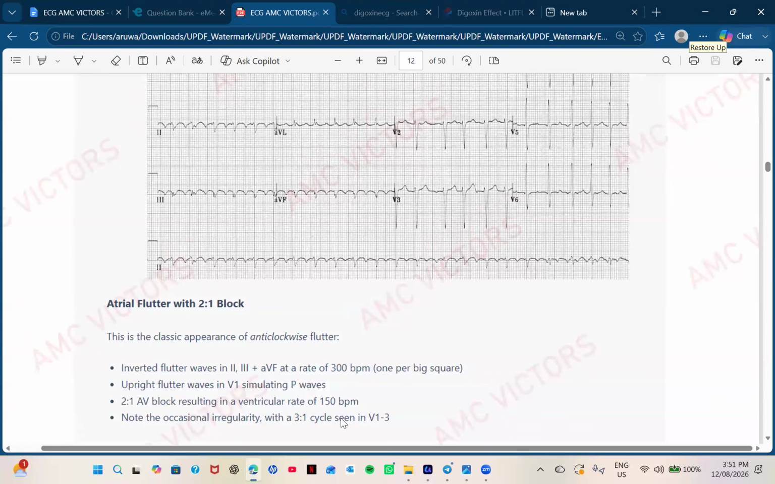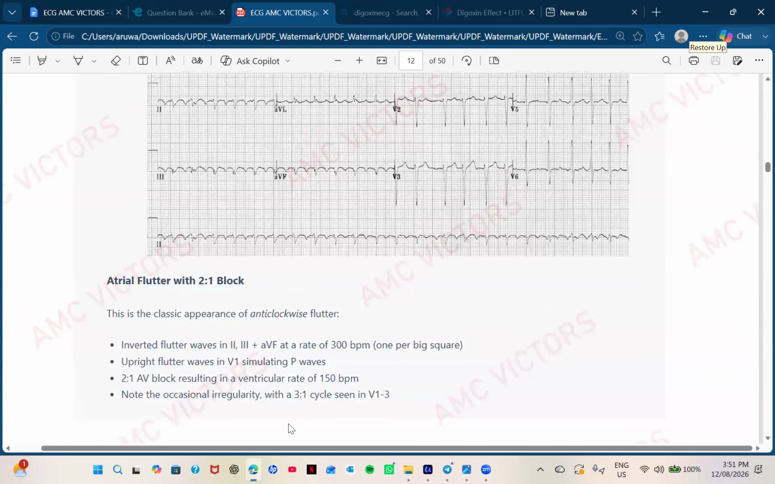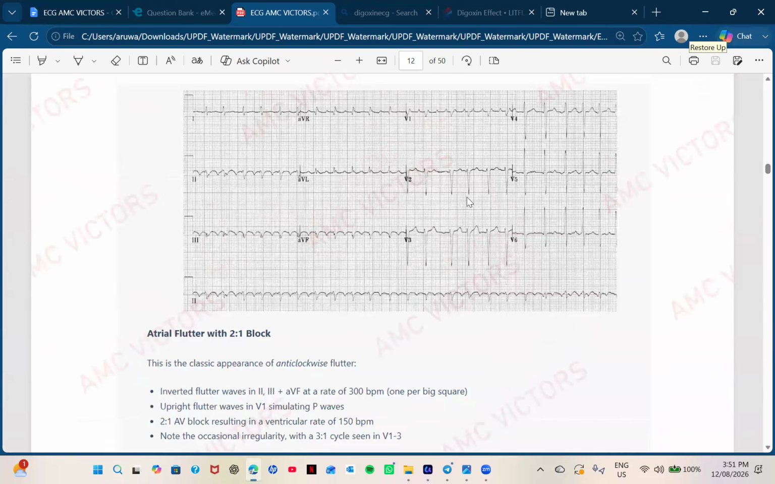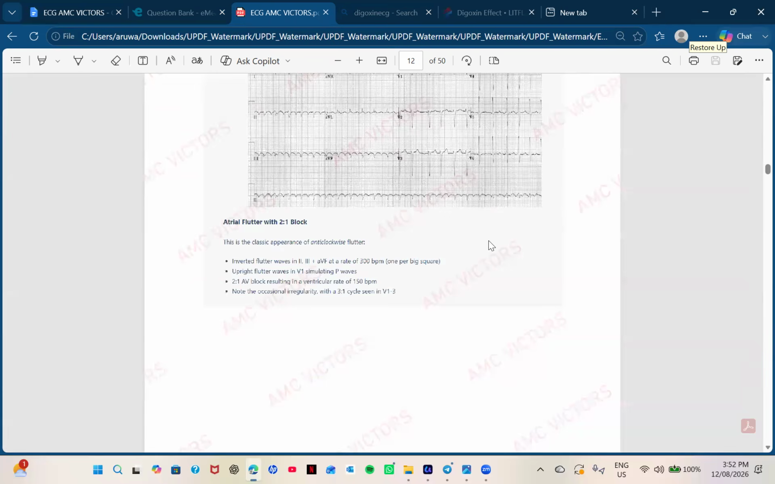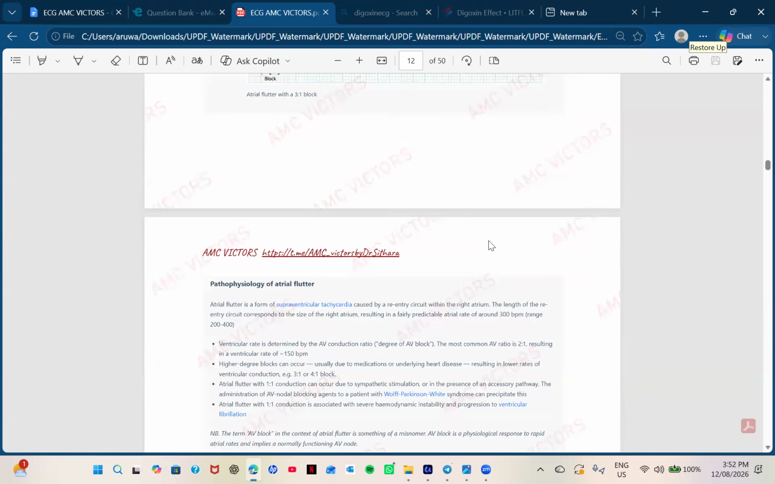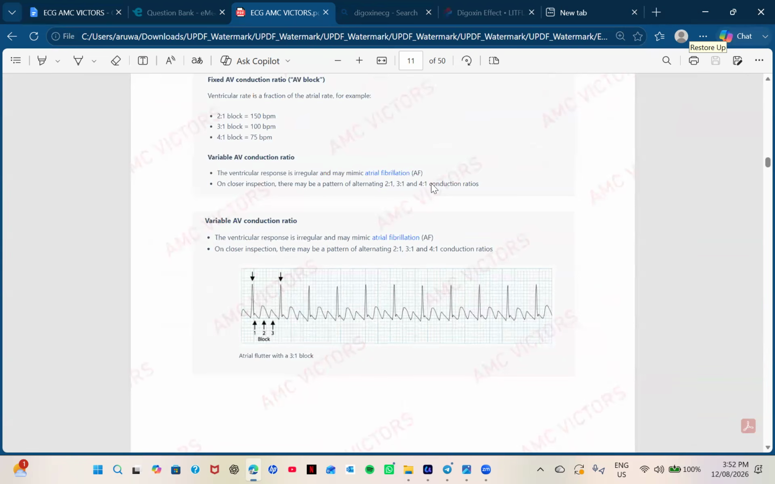2 to 1 AV block resulting in a ventricular rate of 150. Note the occasional irregularity with a 3 to 1 cycle in V1 to V3. It's 3 to 1, 1, 2, 3, but it's not very visible. It's fine, just get the idea. This is the way, 3 to 1 block, 1, 2, 3. Sometimes it's hard to understand with the F waves. So that's why I have selected some questions.